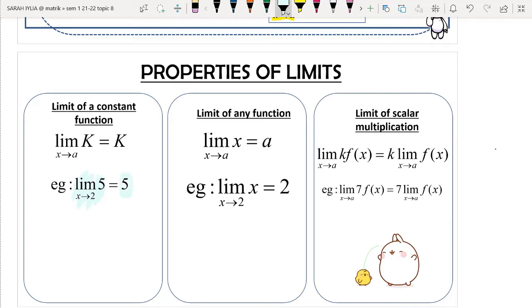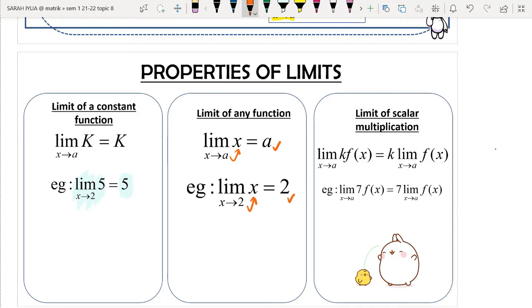Okay, moving on to the second property, limit of any function. If we have the limit of x as x approaches a, then directly just substitute the limit into the function and that will be our answer. For example, if we have the limit of x as x approaches 2, directly substitute 2 into the function. So if we substitute x as 2, then our final answer will be 2.